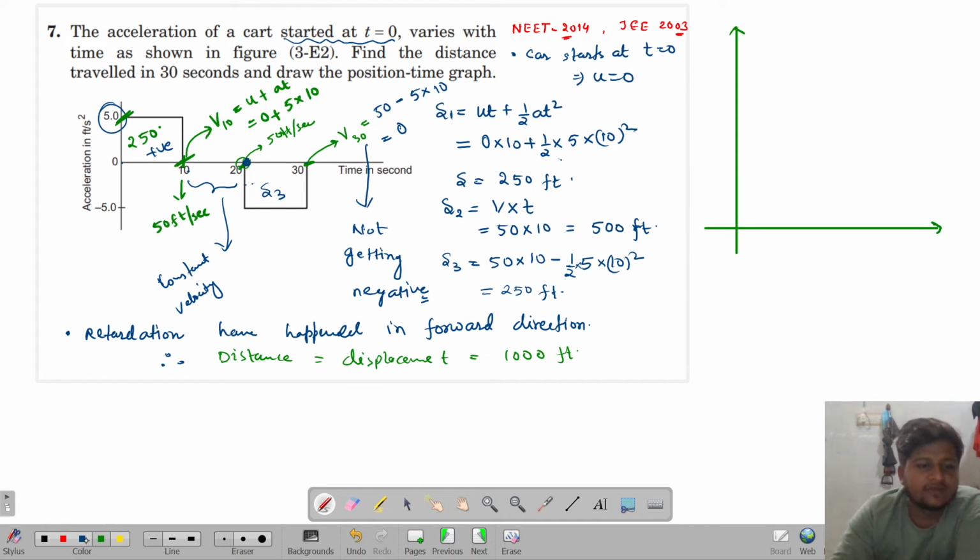I have drawn this graph in the class. Three reasons will come. Actually, H.C. Verma sir has drawn it straight. I don't know why.